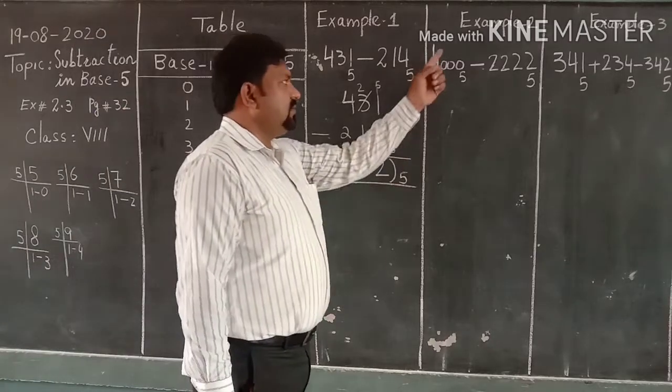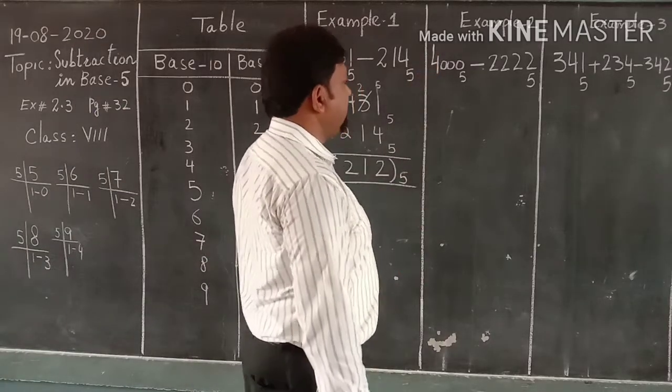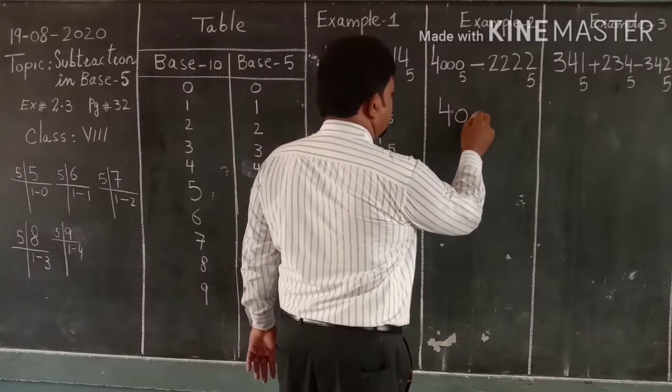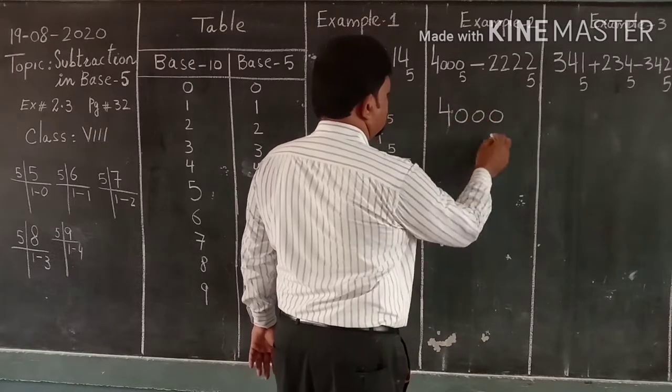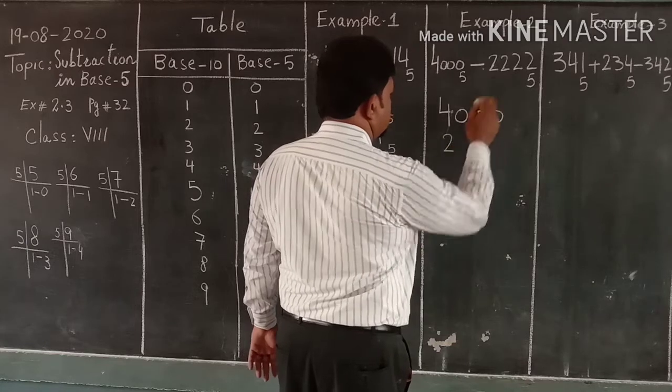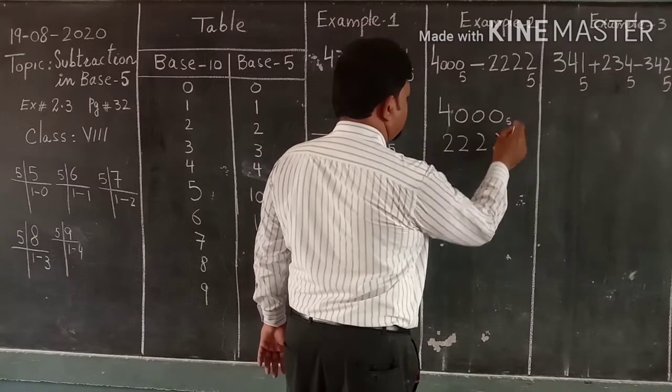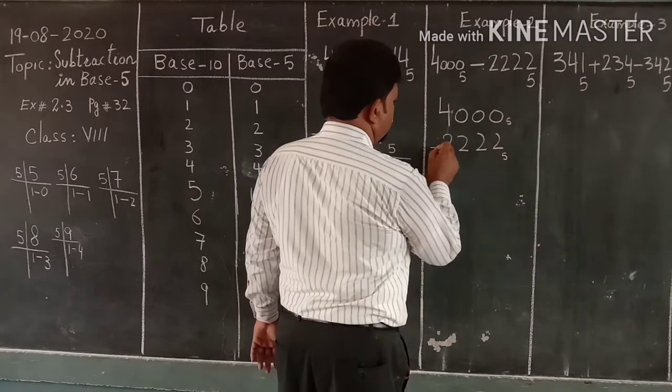Now we will solve the next example, example number 2. We will write 4000 and the next number 222 base 5, with the minus sign.